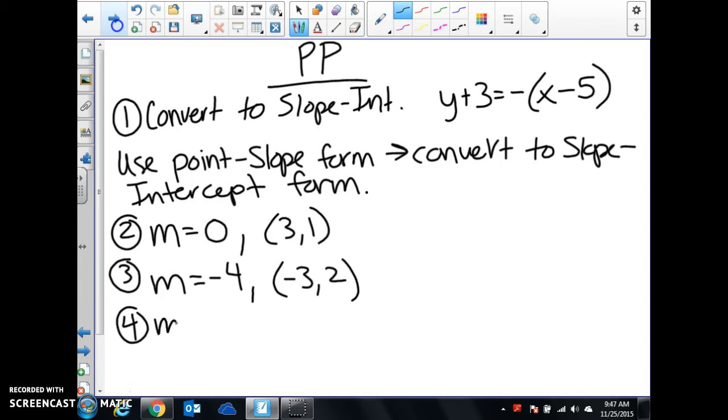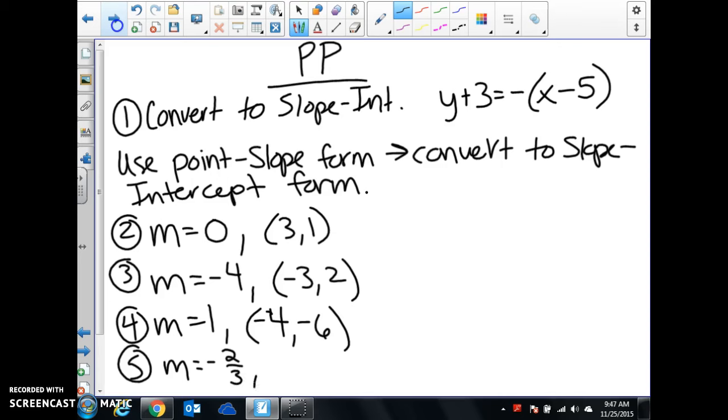Okay, your slope is 1 and your point is negative 4, negative 6. And last one, your slope is negative 2/3 and your point is negative 9, negative 6. All right, have those ready for Monday.